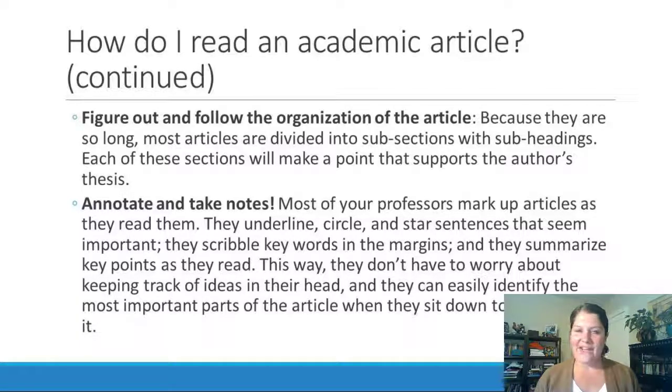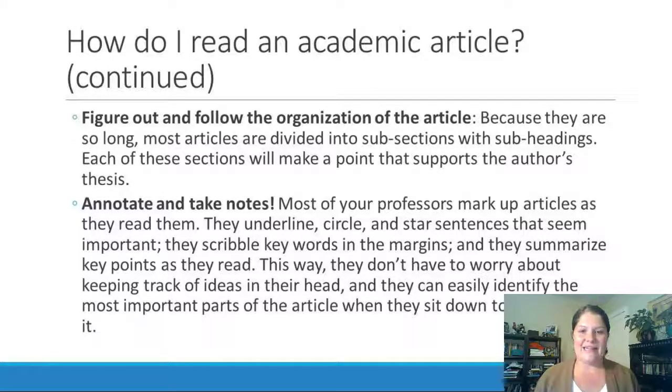And then the final thing that you can do is to annotate and take lots of notes. So most of your professors, including me, mark up articles as they read them. We underline things, we circle things, we star sentences that seem important, we scribble keywords in the margins, and we may summarize points as we read. This is something that I do. So, as I'm reading and I feel like I've gotten a grasp on what an author is saying, I will just summarize it in the margin so that I have it there and I can come back to it and I don't have to remember what the writer said, right? I already have my own note that reminds me what they said.